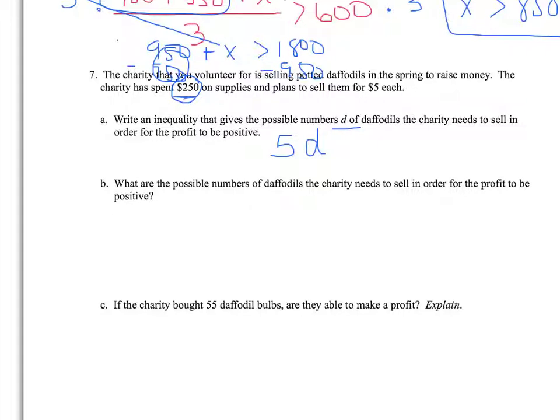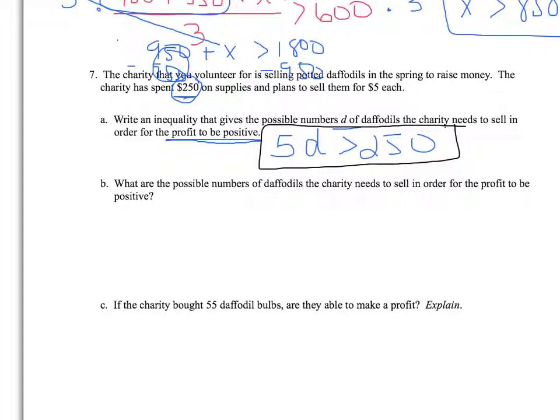We want this amount to be at least 250. Actually, we want the profit to be positive. So not necessarily 0, we want it to be positive. So we want it to be greater than 250. Like if you plugged in 20 for D, if you sold 20 daffodils, you would make $100. That's not enough. We want to make more than 250. So here we have 5D is greater than 250.